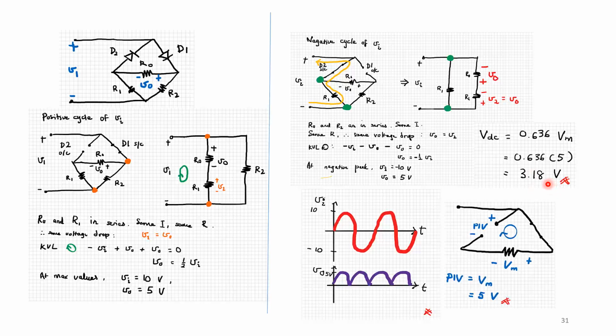And the peak inverse voltage would be, for me to redraw this top part, to consider D2 to be in open circuit, with the peak inverse voltage positive terminal indicated here, where it is the negative terminal of the diode. And if I do a KVL around this loop, I'm going to get peak inverse voltage equals Vm, which equals 5 volts.